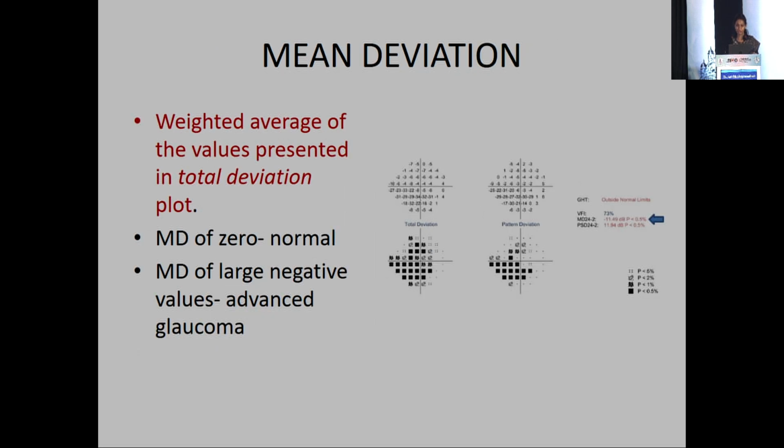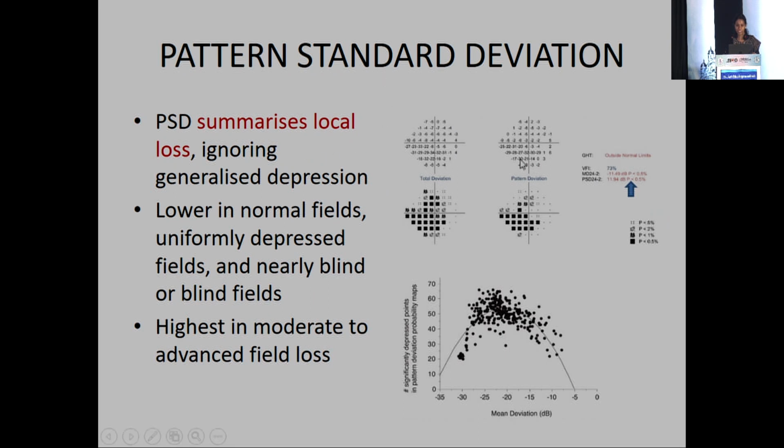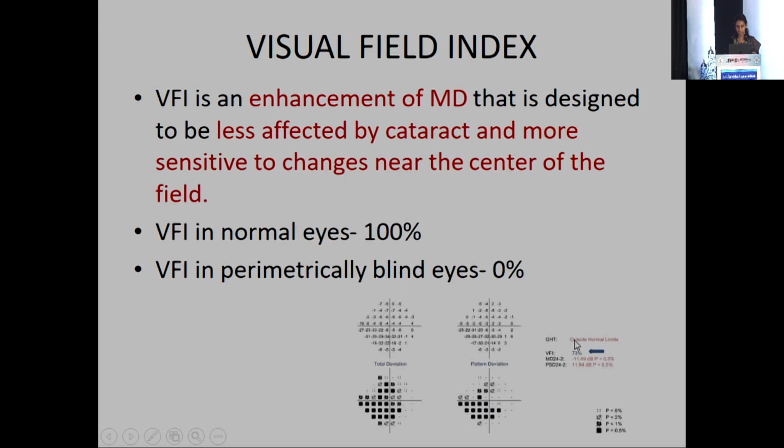Mean deviation is the weighted average of the values presented in the total deviation plot. The more negative the mean deviation value, the more the defects. Pattern standard deviation summarizes the localized loss, ignoring the generalized depression, but it follows a non-linear pattern. If you see here, it's lower in both the normal and in the perimetrically blind field, and is highest in moderate to advanced field loss. Because of its non-linear pattern, it's not generally used in progression analysis.